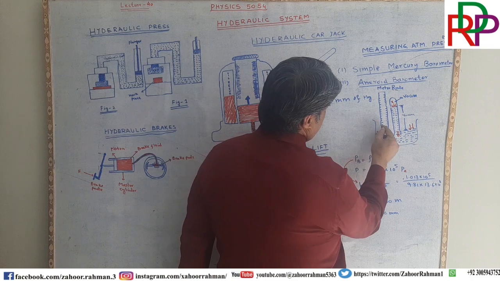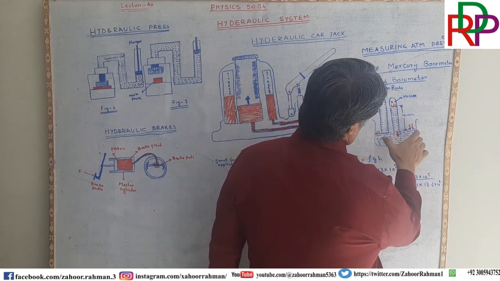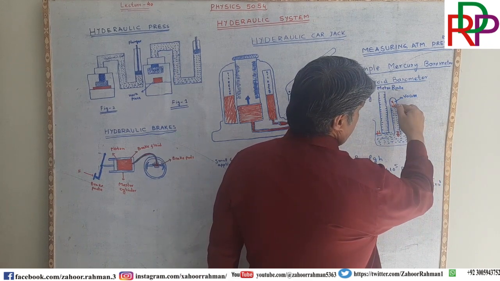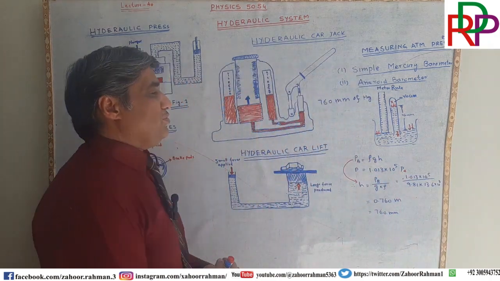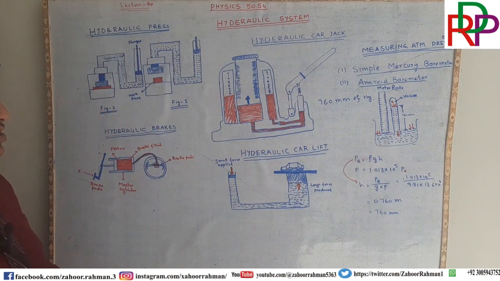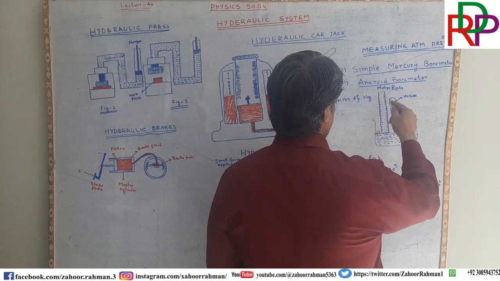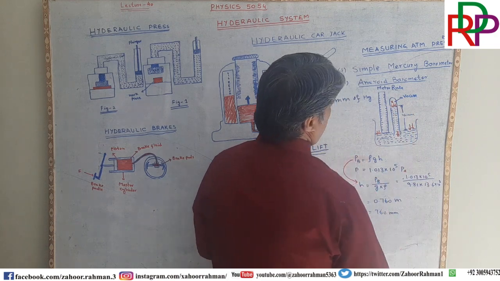In this tub, the mercury is going upward because pressure is less. So it means this will come down. And the mercury level will come down, meaning that it will measure a reduced pressure through this meter rule. There is a meter rule with it, which is showing you the pressure level.